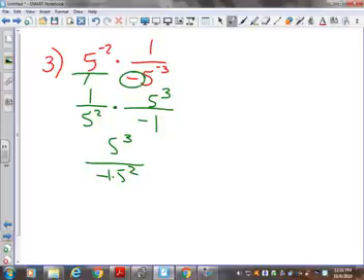How many 5s am I going to have left after I divide? One on the top. If you only have a 5 on the top divided by negative 1, isn't that going to be negative 5?